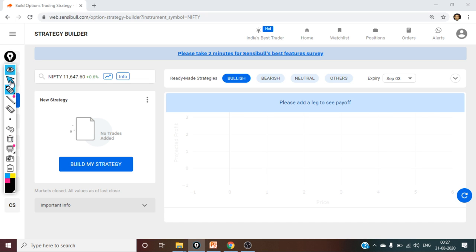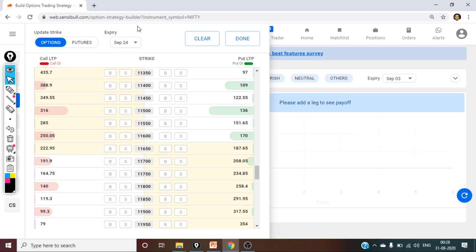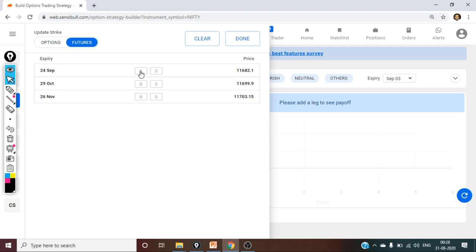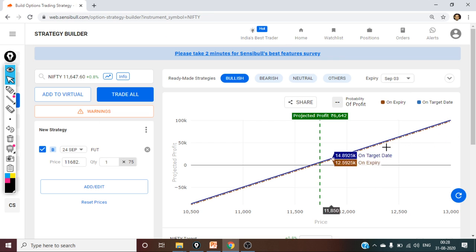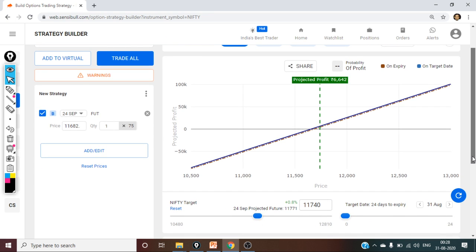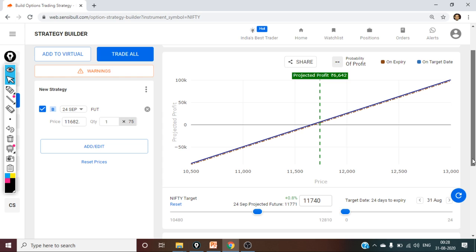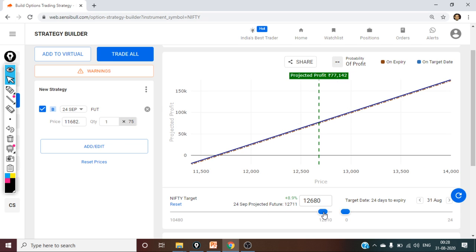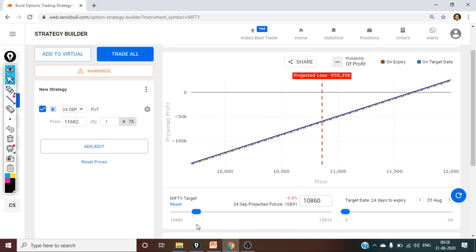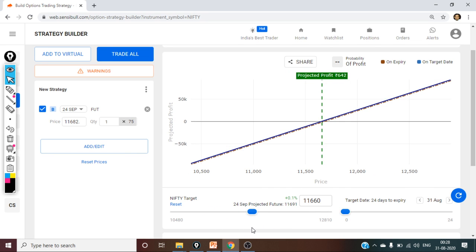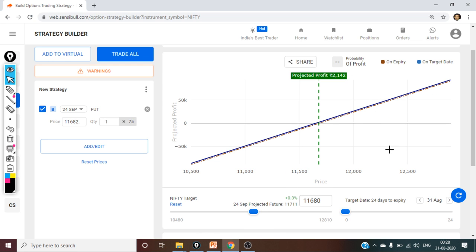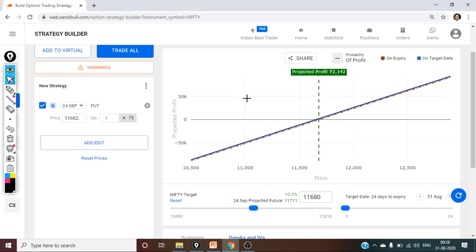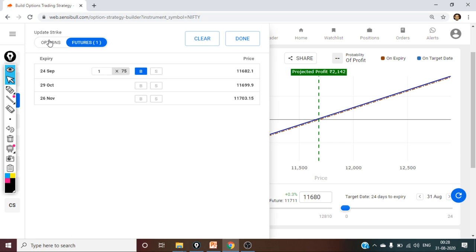Let's see, for example. Let's say we buy Nifty future. For example, let's say you buy 75 shares of Nifty, and if the Nifty price goes up, you are going to make money. If the Nifty price falls below, you are going to lose money. That is the simple diagram. But you want to protect that long position. What can you do?